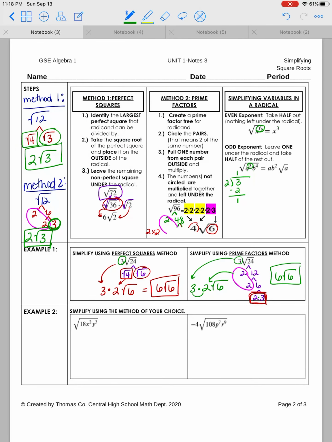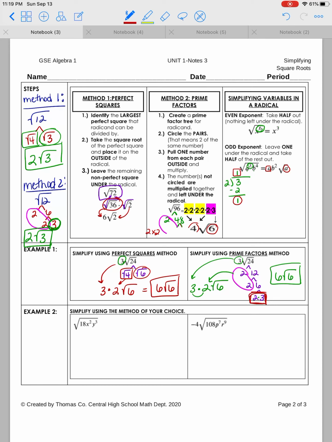Since it went in one time up here, that's where an a came out. But since there was 1 left over, that one had to stay under the radical, that a. So I'm just dividing by 2. However many times 2 goes in it fully, that's what comes out of the radical. Any leftovers have to stay underneath the radical.